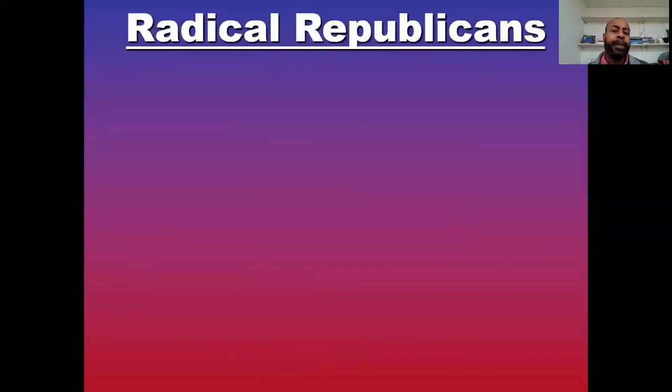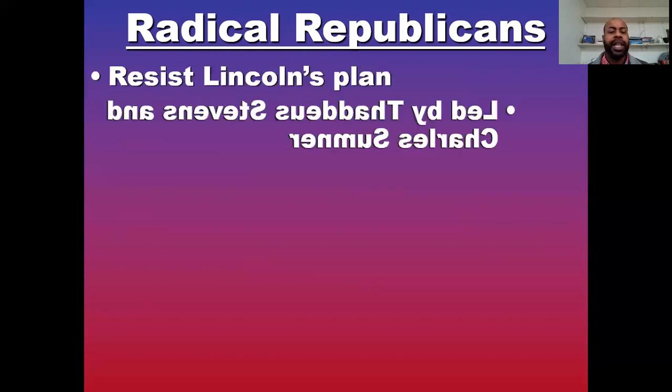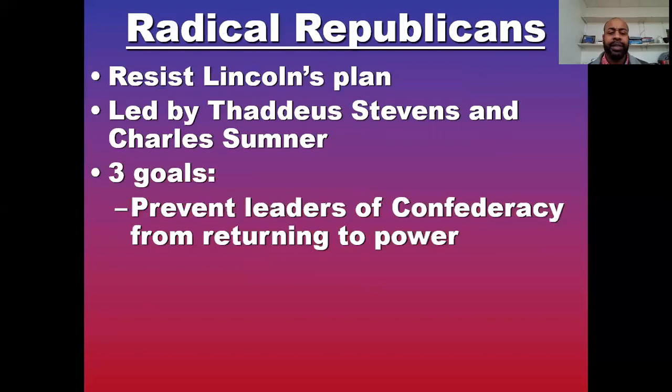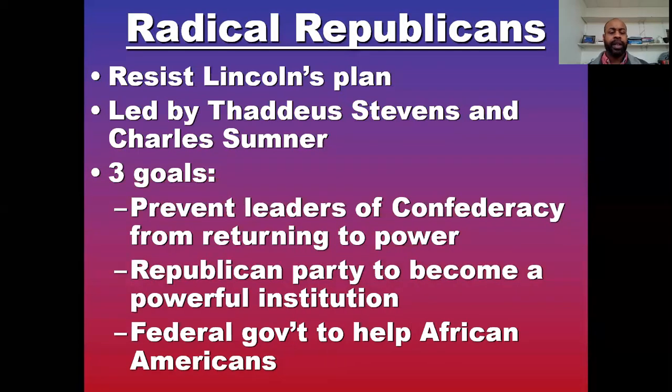So with most of the Democrats out of the Congress, you have a new side that says radical Republicans. Okay, these radical Republicans, when they read his plan, they were like, okay, we love Lincoln. Lincoln was really trying to do something special, but they had their own plan in Congress.